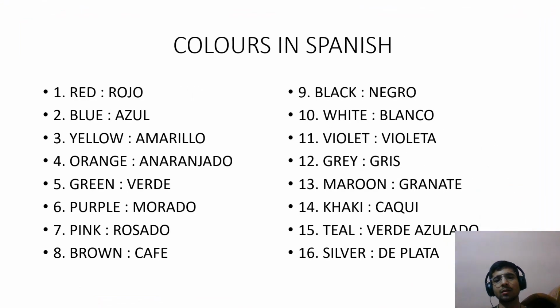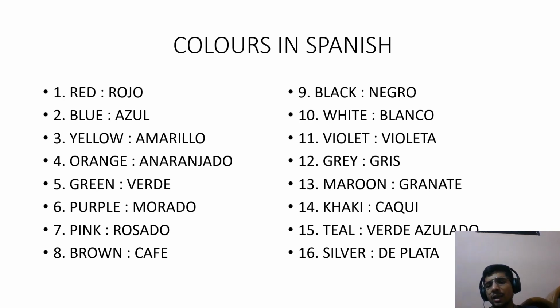Now some colors in Spanish. Red, rojo. J sounds like H. Blue, azul. Yellow, amarillo. Orange, anaranjado. Green, verde. Purple, morado. Pink, rosado. Brown, café. Black, negro. White, blanco. Violet, violeta. Gray, gris. Maroon, granate. Khaki, khaki. Teal, verde azulado. Silver, de plata.